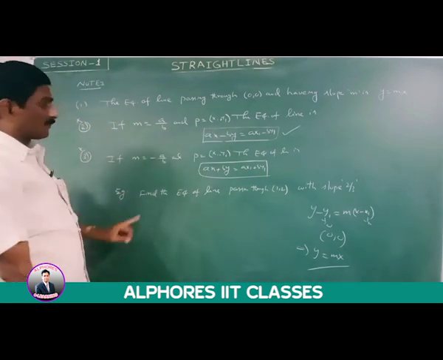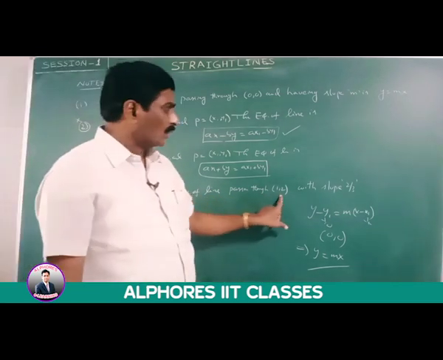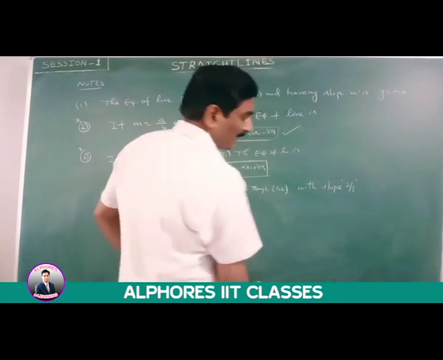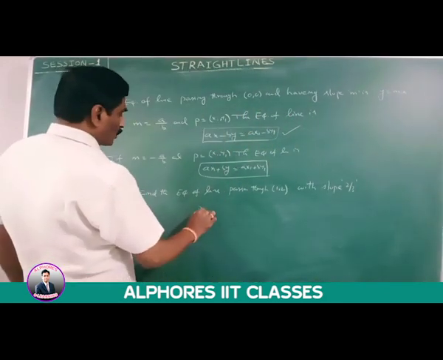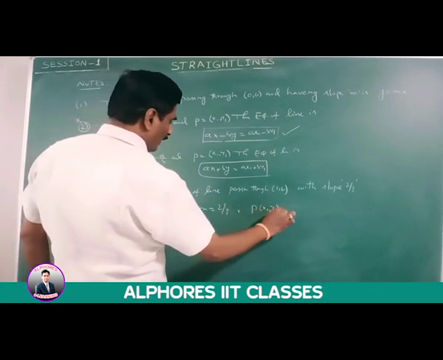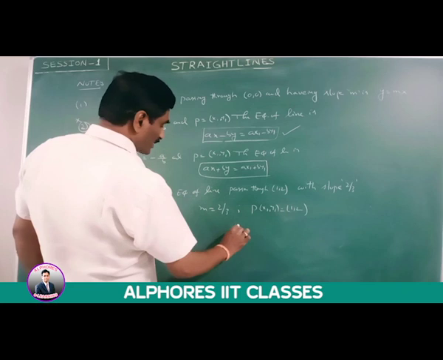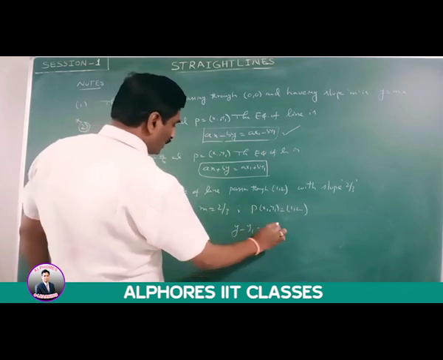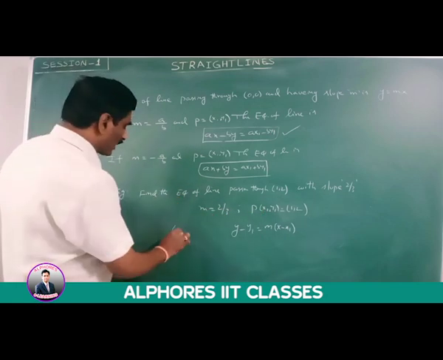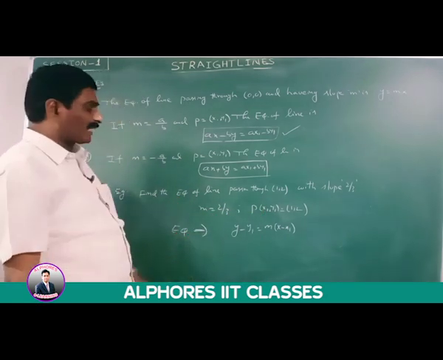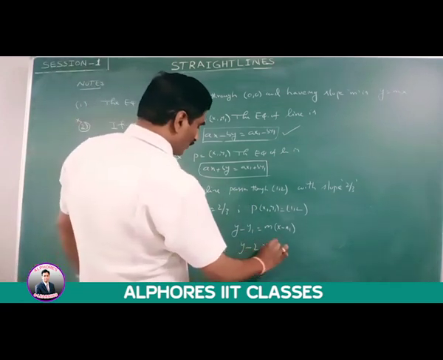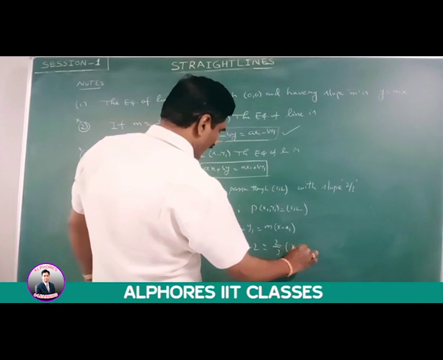Example. Find the equation of the line passing through (1, 2) with the slope 2 by 3. The actual method: slope is equal to 2 by 3 and the point P(x1, y1) is equal to (1, 2). That means the equation of the line is y minus y1 is equal to m into x minus x1. If the slope and point are given, the equation of the line is nothing but y minus y1 is equal to m into x minus x1. By substituting these values, y minus 2 is equal to 2 by 3 into x minus 1.